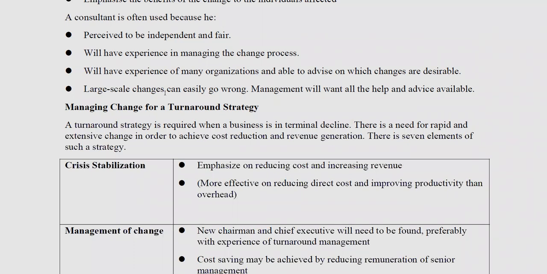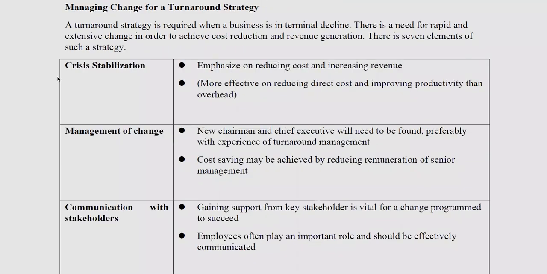So if we want a turnaround strategy, when our business is in terminal decline, there's a need for rapid and extensive change in order to achieve cost reduction and revenue generation. There are seven elements of such a strategy when you are managing change for a turnaround. First, there's crisis stabilization, which involves emphasizing reducing costs and increasing revenue. This is more effective on reducing direct costs, that's your cost of sales, and improving productivity rather than overheads, right? If you do that, you can reduce your cost and increase revenue.